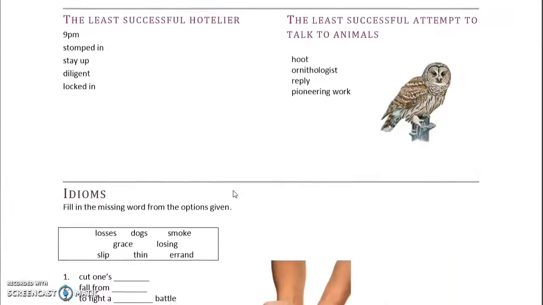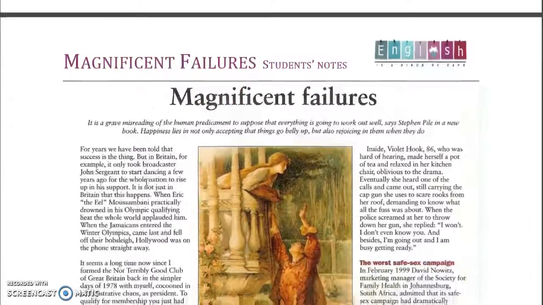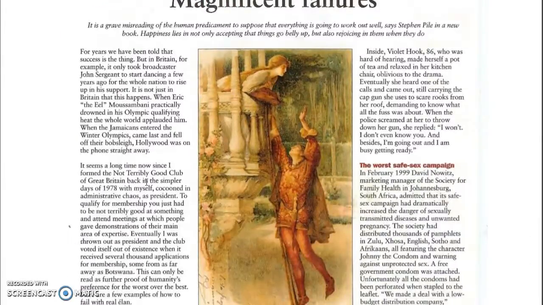And then the only worksheet that she includes is this little one of idioms. She wants them to fill in the blank. So cut one's losses, fall from grace, let something slip through your fingers. So I thought, okay, if she's giving these idioms, then I'm assuming that it has something to do with the stories and that they must be in the stories.